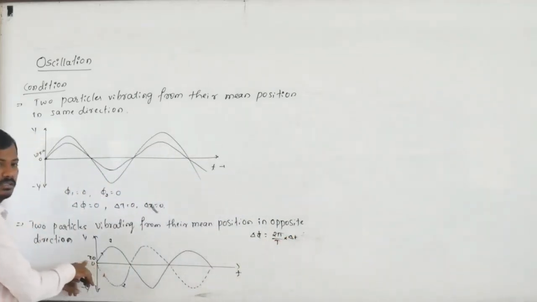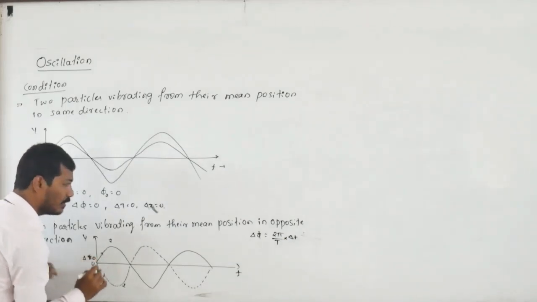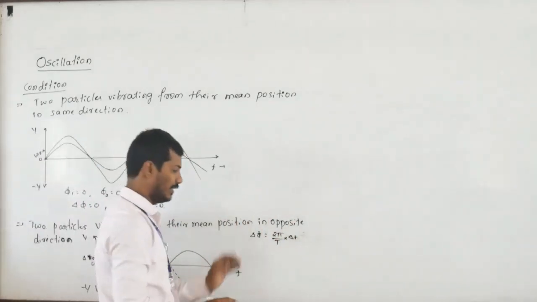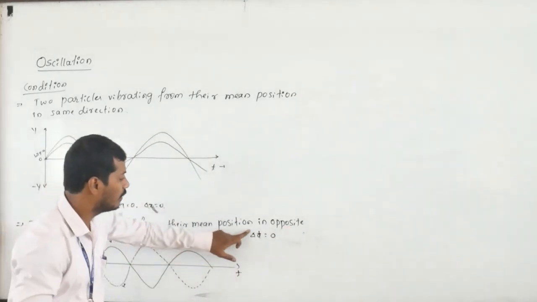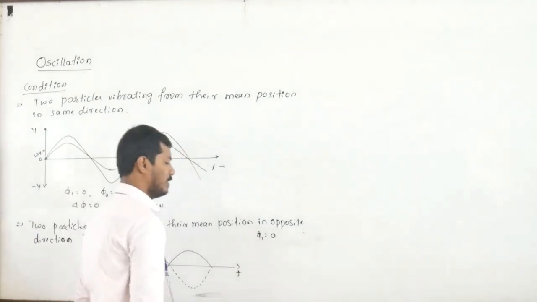Here delta t is equal to 0. Delta t is equal to 0, so the whole term becomes 0 here. Okay, the phase is 0. This means phi 1 is considered as 0.